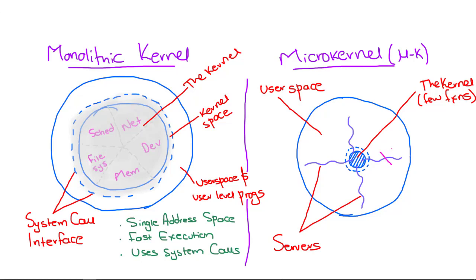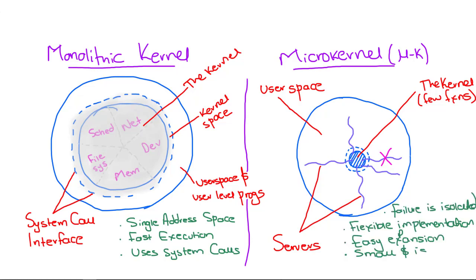And if one of the servers were to fail, it can easily be restarted without affecting the whole system. Failure in this case is isolated only to the server. And it allows for a flexible implementation since the server may be customized for a specific environment. Expansion here is easy because all you need to do is add a server without disturbing the kernel or even disturbing the other servers. This architecture is small and isolated and can function better, at least in theory, because process management can be very complicated, especially when you have interprocess communication you have to manage between different processes.